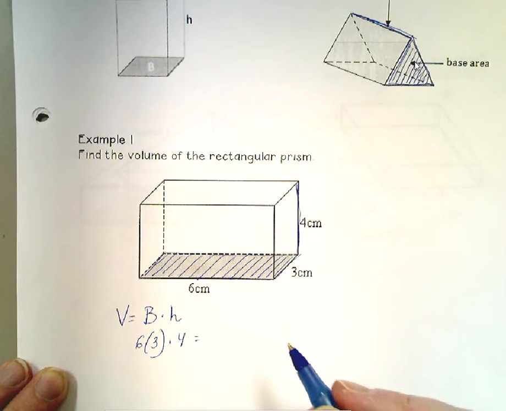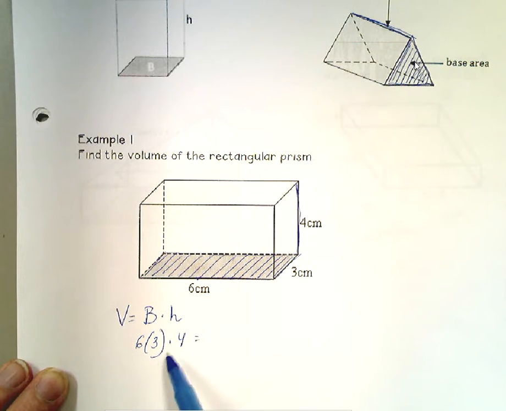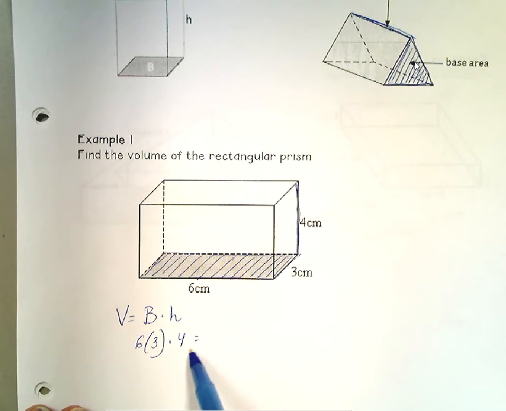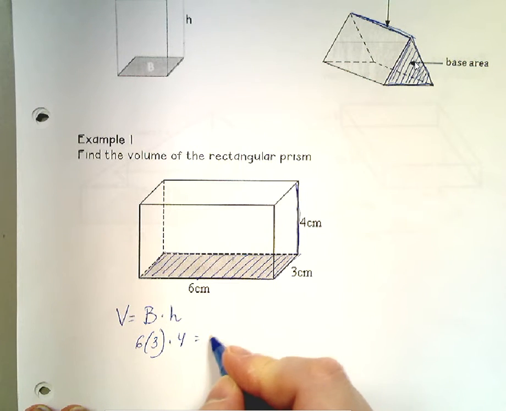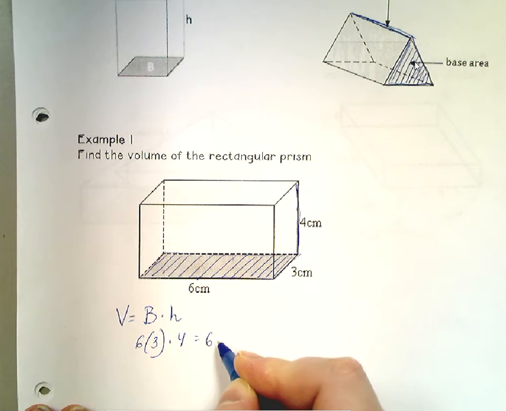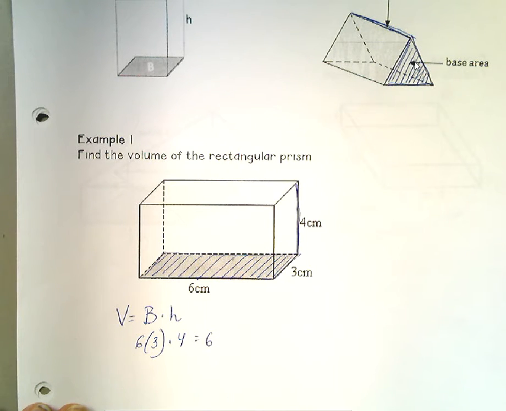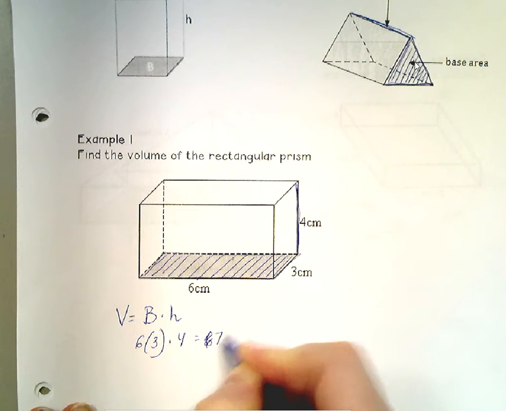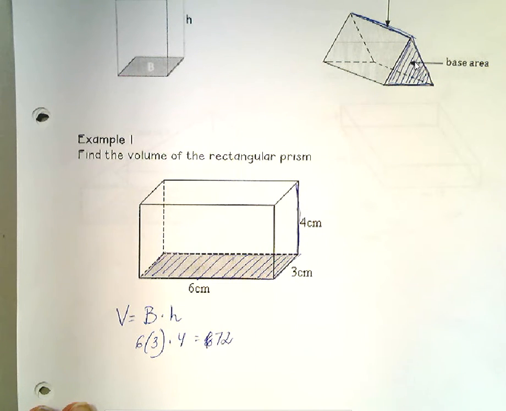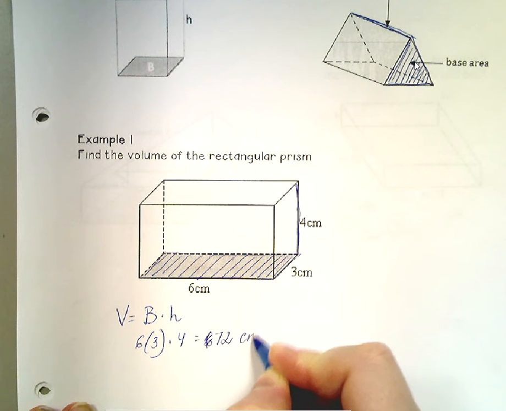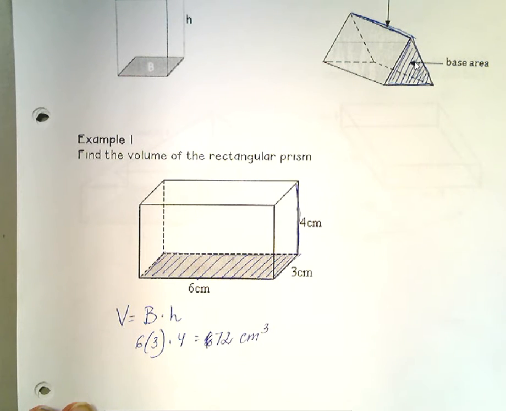And I have 18 times 4. Hold on, 18 times 4, let me do it this way: 72. 72. And now it's going to be in centimeters cubed, cubic centimeters, we will say.